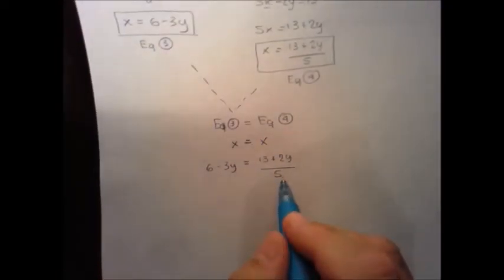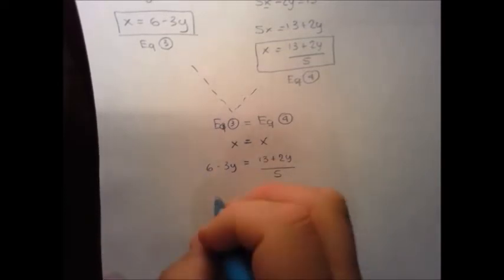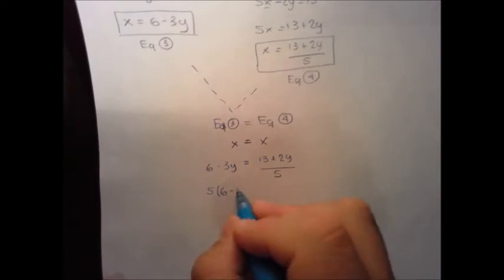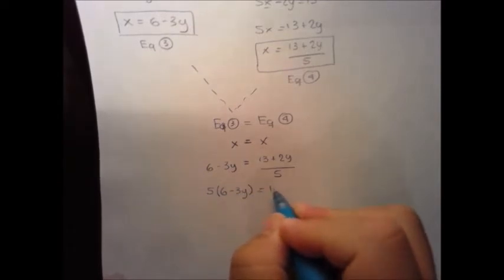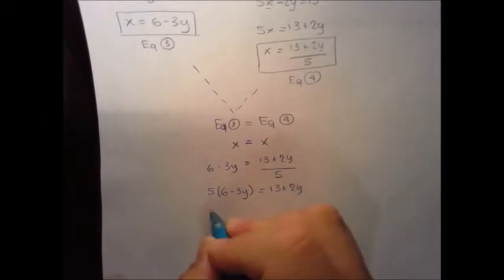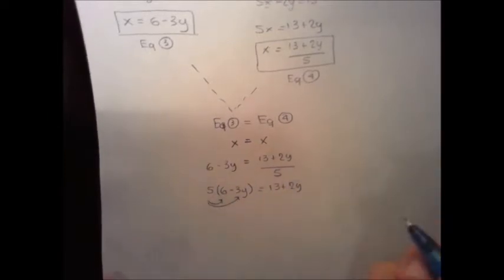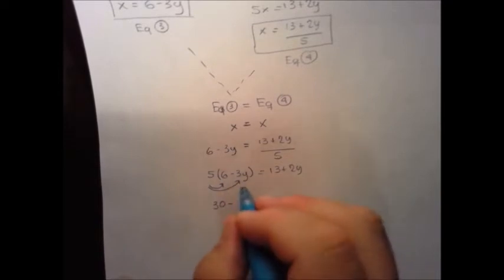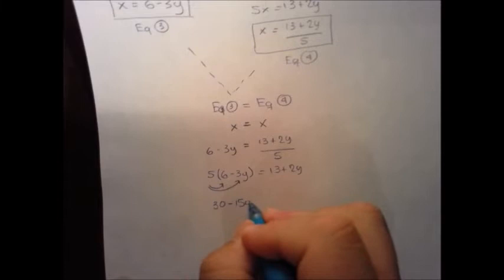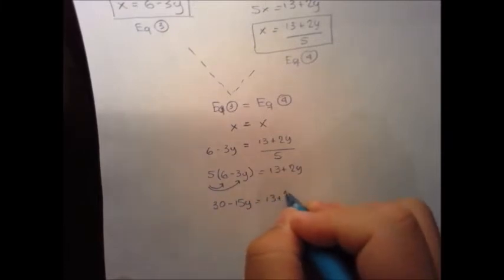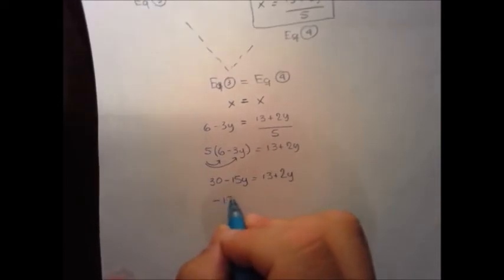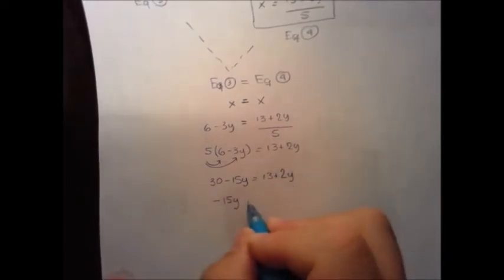Okay, let's clear the variable y. First of all, this 5 is dividing, so it's going to pass multiplying, and it's going to multiply 6 minus 3y, and this is going to be equal to 13 plus 2y. Let's develop this multiplication. 5 by 6 is 30, minus 5 by 3 is 15y, equal to 13 plus 2y. Then I'm going to leave the variables here, and I'm going to write minus 15y, and I'm going to pass this one, which is negative, to positive.